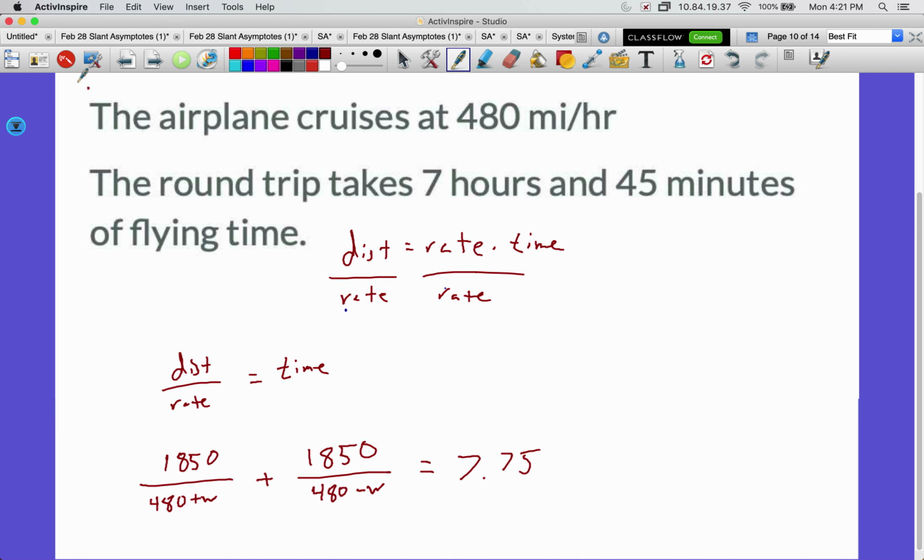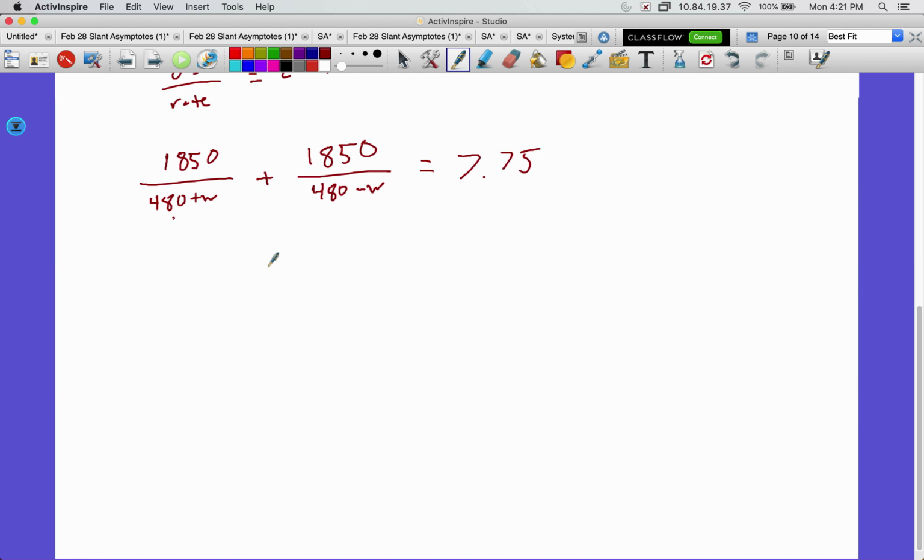All right, now we're going to attempt to solve this equation for W. All right, got to get a common denominator. I have to actually multiply these by each other, even though it looks like they have something in common. They really don't. You do have to multiply them by the entire other expression.